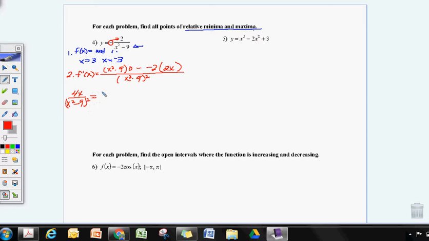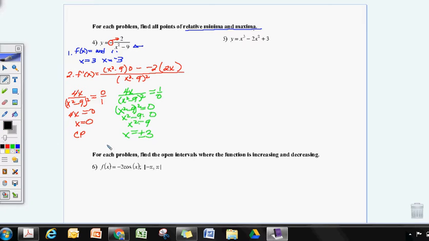Setting it equal to 0, that's over 1. 4x would equal 0. So x equals 0. I found one critical point. I also have to take that 4x over quantity x squared minus 9 quantity squared equal to undefined. And I get x squared minus 9 quantity squared equals 0. Take the square root, x squared minus 9 would equal 0. Move the 9, x squared would equal 9. x would equal plus and minus 3.